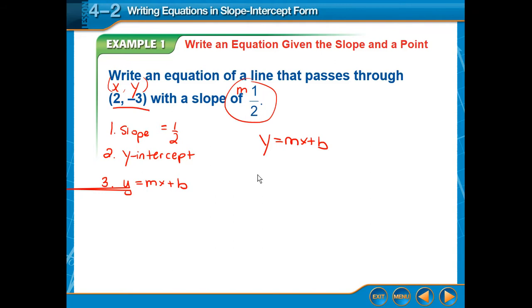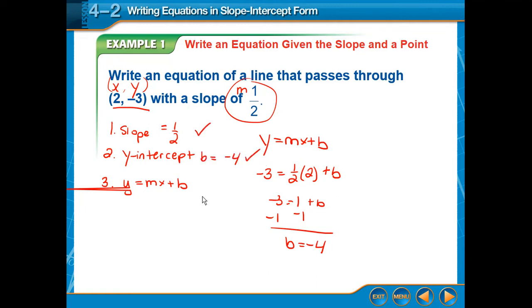So -3, we said was y, 1/2 is m, 2 is x, and we're trying to find b. So 1/2 times 2 is 1. So -3 equals 1 plus b. To get b by itself, you're going to subtract 1, and you get b equals -4. So that's step two. The b we found is -4.